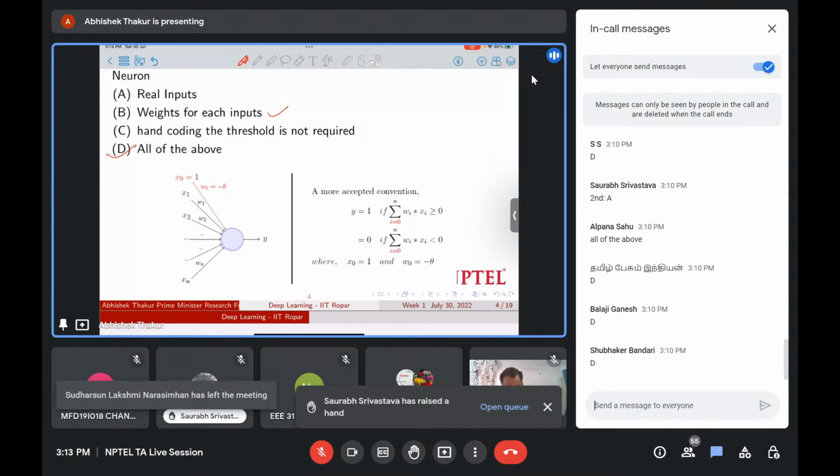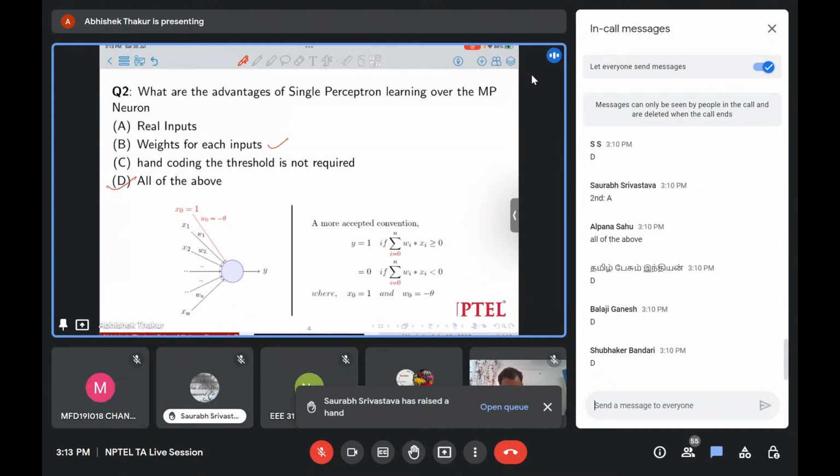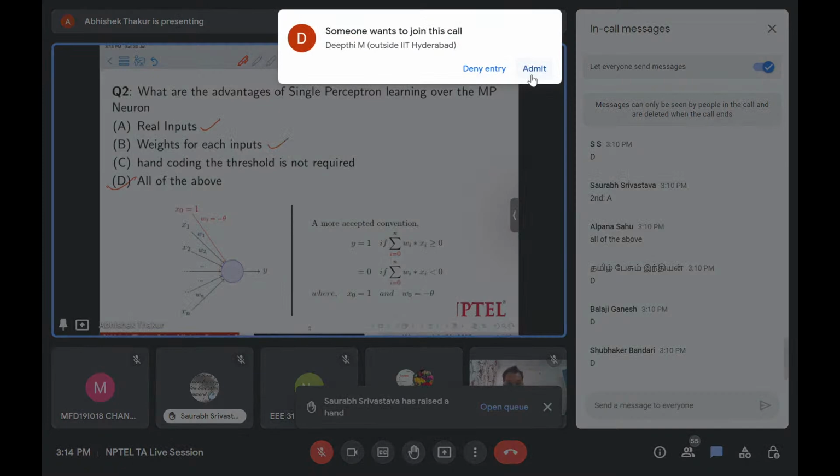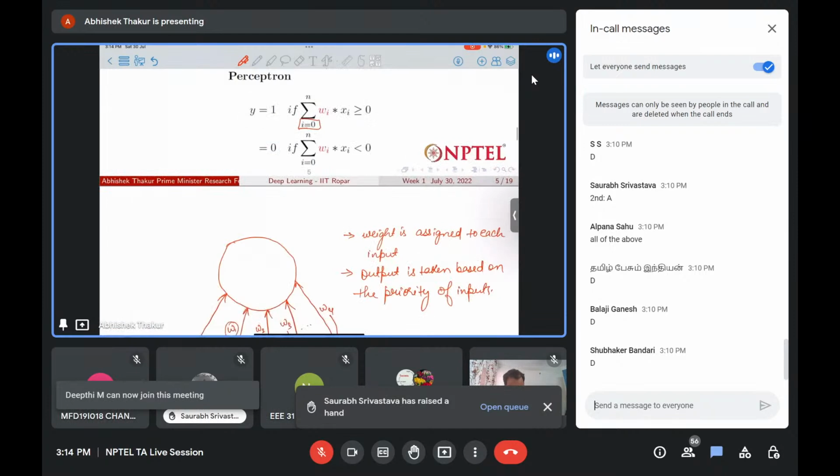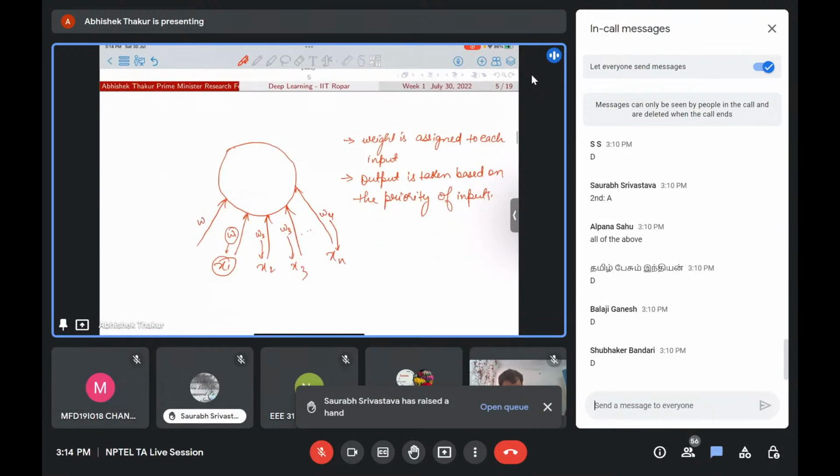Also, in this perceptron model, our inputs can be real. In the MP neuron, the input can be 0 or 1, but in this it can be any real value, like fractional or decimal values such as 0.5, 0.6. And the third, hand coding of the threshold is not required. Here the threshold depends on our bias. One more weight is there, that is W naught and X naught, so this depends on our bias.